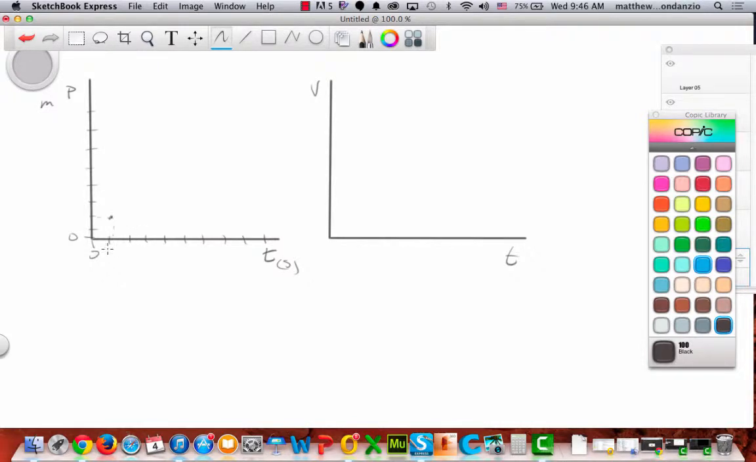Let's say at 2 seconds, that's 1 second, that's 2 seconds. At 2 seconds, let's say you're at 4 meters. That's 2 meters, 4 meters. And at 3 seconds, we're at 6 meters. Okay? Do you guys see that? So all I'm doing is plotting a location. So as time moves on, I'm changing my position.